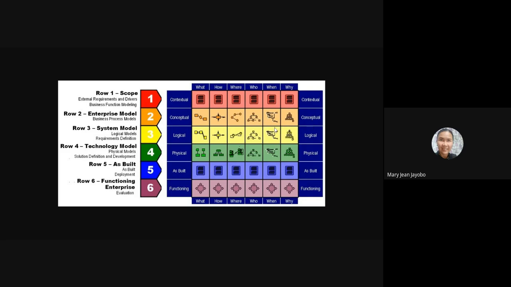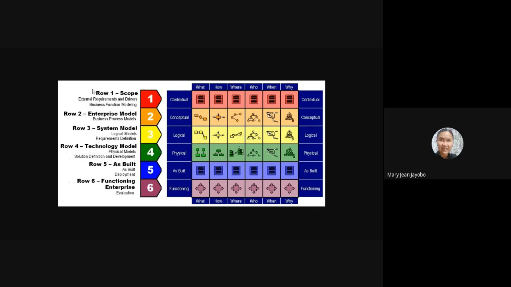So if you can see here, we have 6 views, or 6 rows of the framework. So we have 1, 2, 3, 4, 5, 6. Okay, row 1, which is the scope, and external requirements and drivers, business function modeling. So this is the planner's view.